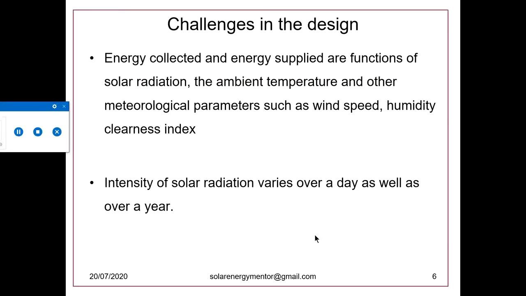Now, what are the challenges in the design of a solar system? The first challenge is the energy collected by solar energy, of course. The energy collected and energy supplied are functions of solar radiation, the ambient temperature, and other meteorological parameters such as wind speed. So energy collected depends also on wind speed, humidity, and clearness index. All these factors determine the amount of energy collected. Also, the intensity of solar radiation varies over a day as well as over a year. So this is a challenge in the design.